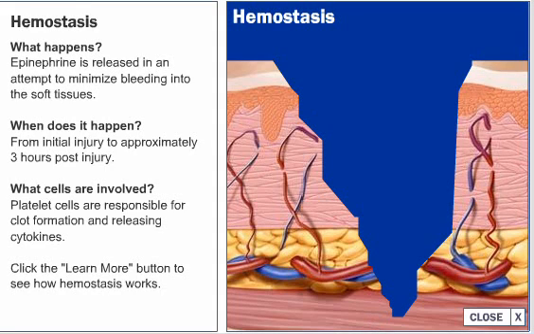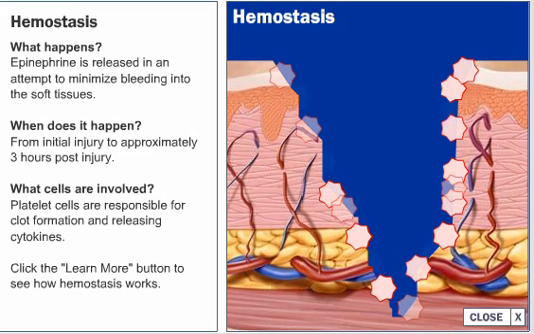Hemostasis occurs right after initial injury. At the time of injury, epinephrine, a chemical that constricts peripheral blood vessels, is released in an attempt to minimize bleeding into the soft tissues. The key cell responsible for this function is the platelet, which causes the body to form a clot to prevent further bleeding.